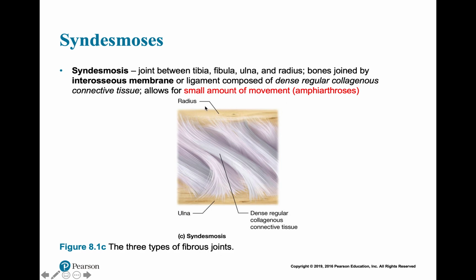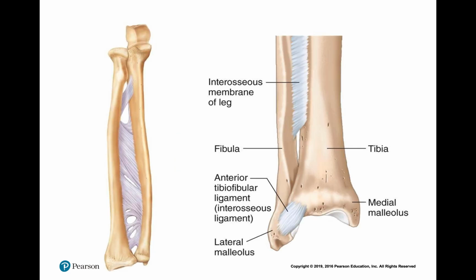So where are some specific examples of where we find a syndesmosis joint? I stole this from another textbook, but here we see the distal end of the tibia and the fibula. This is the radius and the ulna. The tibia and fibula are bones of the lower leg. The radius and the ulna are the bones of the forearm. All right. So if we look between the radius and the ulna and the fibula and the tibia, we see a sheet-like structure. This is an example of a syndesmosis joint.